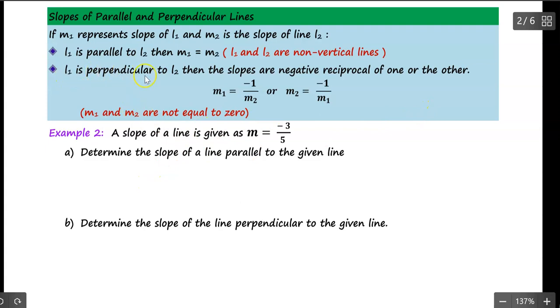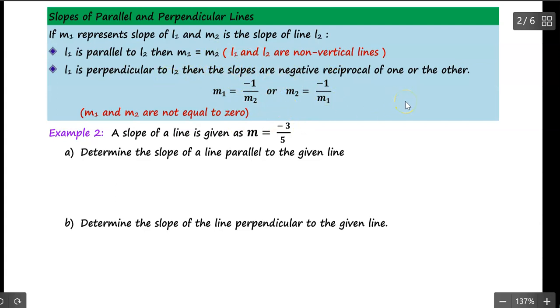If L1 is perpendicular to L2, then the slopes are negative reciprocals of one another. Negative reciprocal means that you take the value and divide it into -1. When the two lines are parallel, the slopes have to be the same. It's quite obvious. But when the two lines are perpendicular to each other, the slopes are negative reciprocals of one another. And we will apply these formulas to figure out the slope of the line that is perpendicular.